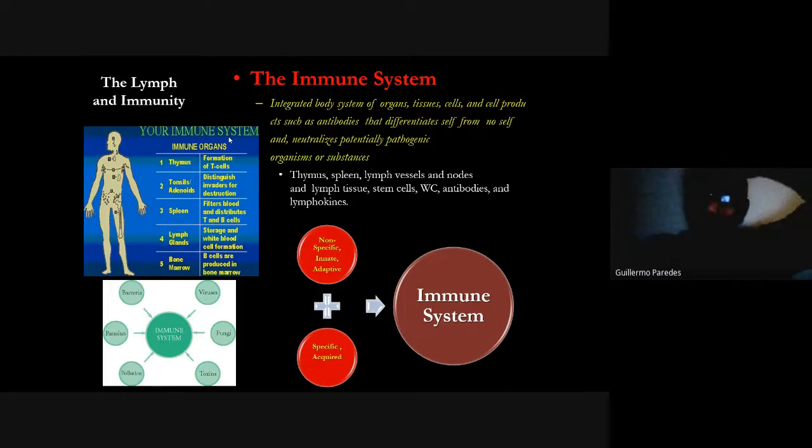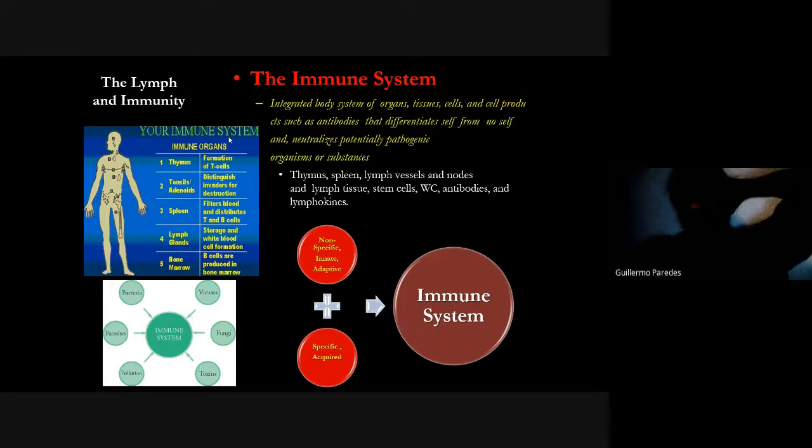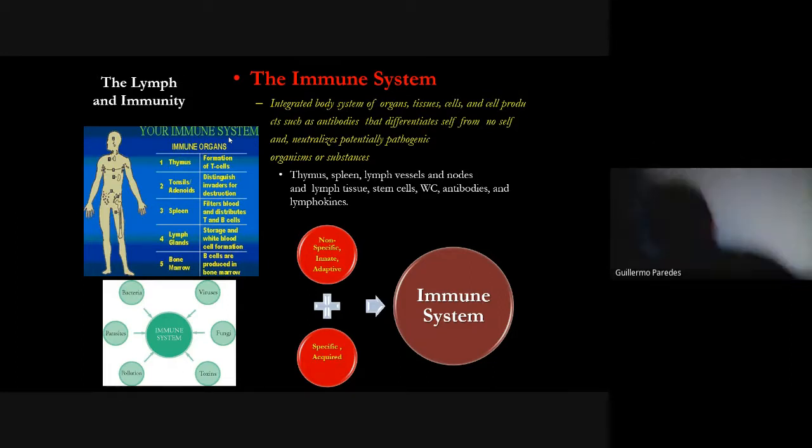And the last portion of the bone marrow is going to produce platelets. All right, so bone marrow is part of the immune system. Why? Because it is going to produce white cells. Okay, so bone marrow produces the white cells.